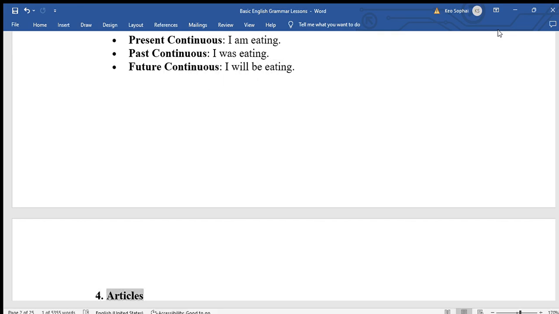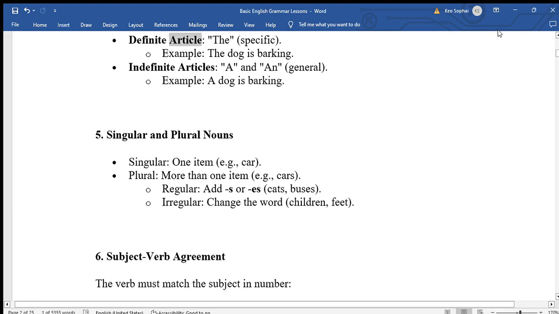4. Articles. Definite article, the, specific. Example, the dog is barking. Indefinite articles, a and an, general. Example, a dog is barking.